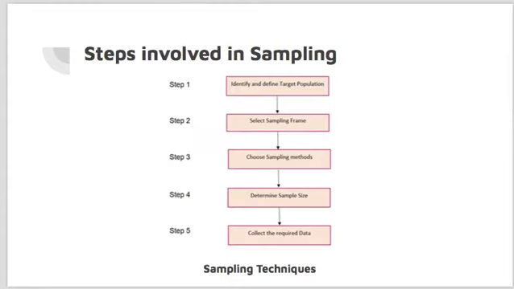So the next step is, if that is the case, what are the various steps involved in sampling? These are the 5 steps involved in sampling. Step 1, identify and define the target population. Step 2, select the sampling frame. Step 3, choose sampling methods. Step 4, determine sample size. Step 5, collect the required data. I'll be explaining each and every step in detail.